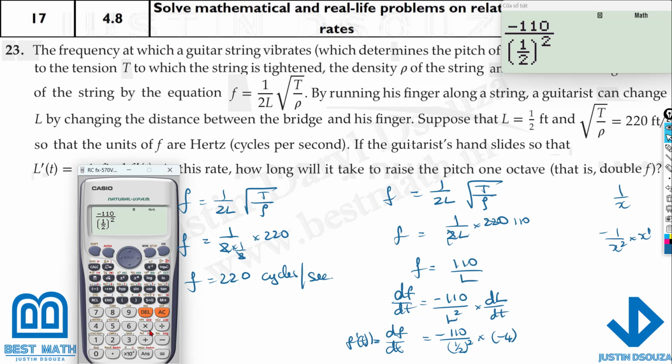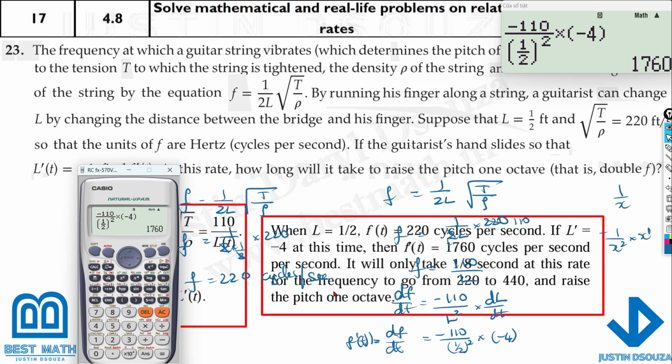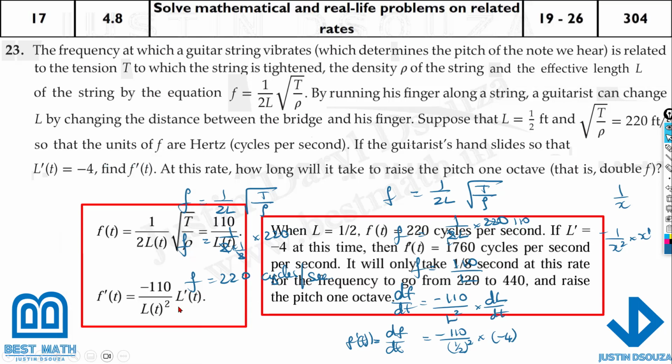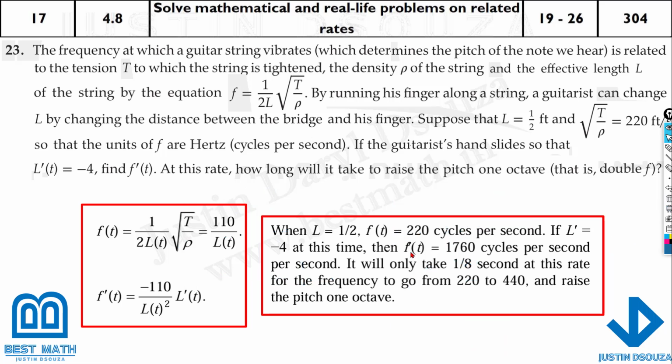Square it up, multiplied with minus 4. You can use brackets whenever there is a minus sign, so I'll just use the brackets here. So that's the answer. It's 1760. You can see here the answer must be 1760 cycles. That's the derivative, cycles per second.